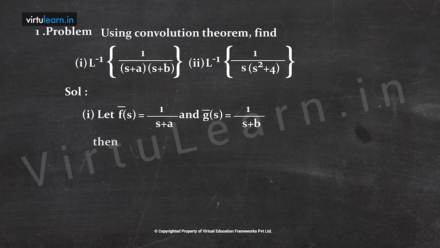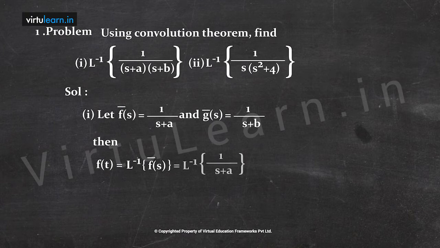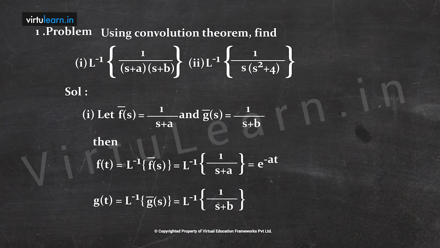Now, what is f of t? f of t is L inverse of f bar of s. L inverse of 1 by s plus a is e power minus at, so f of t is e power minus at. Now g of t equals L inverse of g bar of s, which is L inverse of 1 by s plus b. The answer is e power minus bt according to the basic formulas. Now I have f of t and g of t.